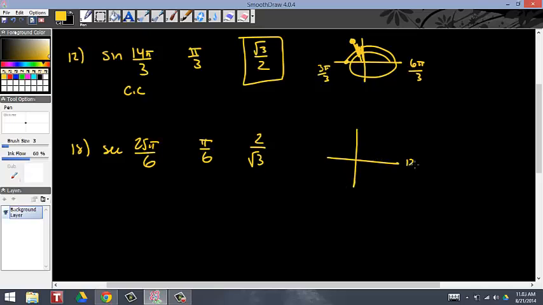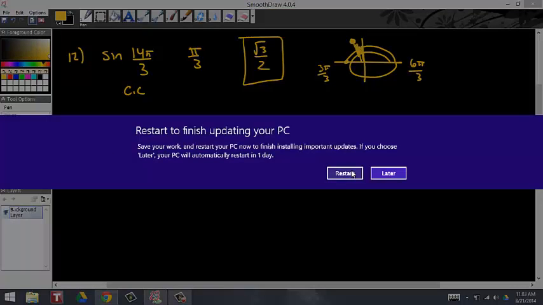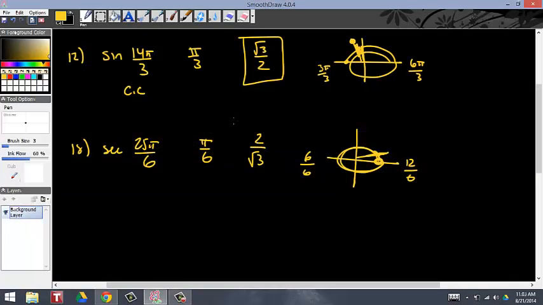So now we go 12 over 6, and this is 6 over 6. So we're revolving counterclockwise, so it'll be 12, 24. I have fallen short. I need to go up 1 more pi over 6. So right here, is it going to be positive or is it going to be negative? Whoops. Positive.